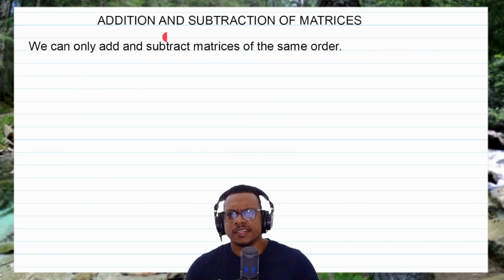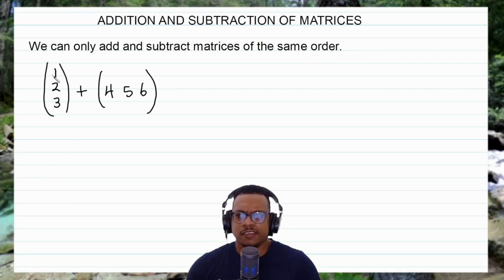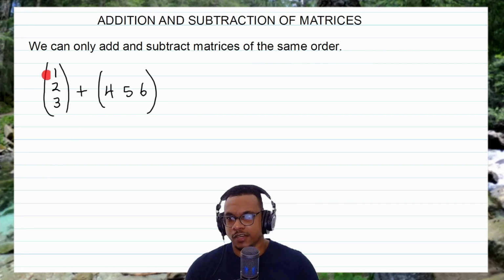So now when we are looking at addition and subtraction of matrices, we can only add and subtract matrices of the same order. So if I have this 3 by 1 matrix, because we have 1, 2, 3 rows and 1 column, and here we have 1 row going across and 1, 2, 3 columns, so this is a 1 by 3 matrix. So these two matrices have different orders, and therefore we cannot add these two matrices.